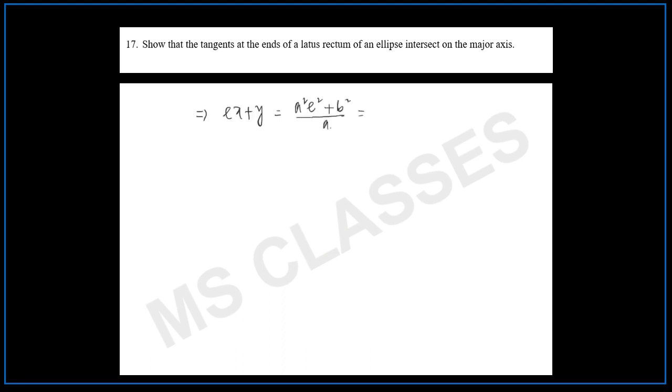Now we know b square equals a square into 1 minus e square. So from that we write this as a square by a, that is a, as b square equals a square into 1 minus e square. Now therefore the equation of L1T we get ex plus y equal to a, which we mark as equation 2. Now this is the equation of L1T.